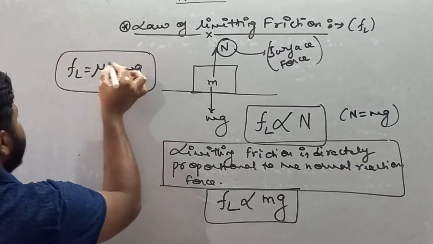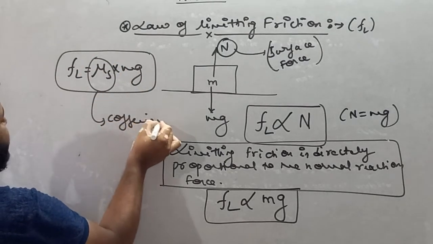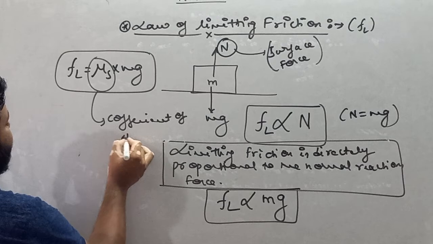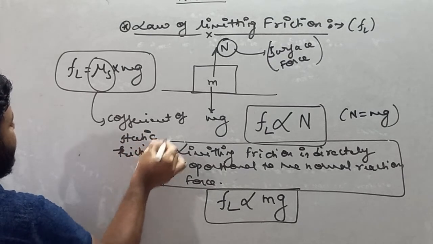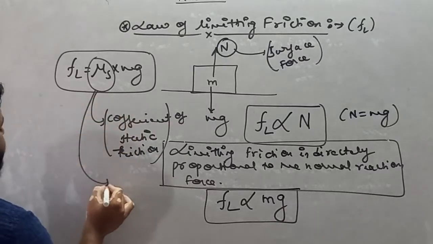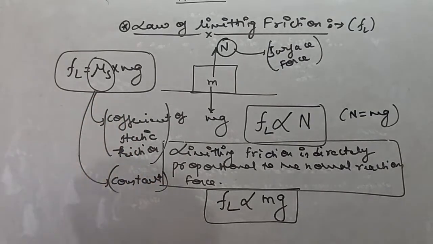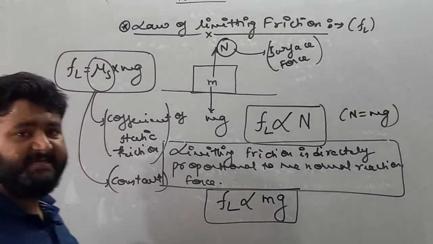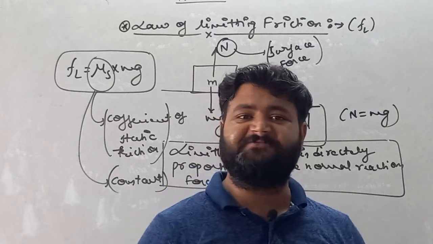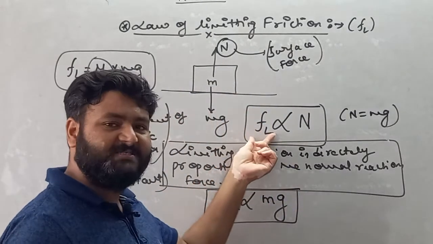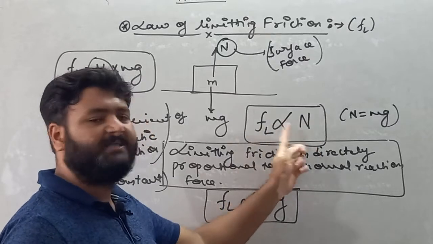This mu s is the coefficient of static friction, and this is basically nothing but a constant, my dear student. So the law of limiting friction says limiting friction is directly proportional to the normal reaction force. See, friction is also a surface force and normal reaction is also a surface force. That's why they are both proportional.